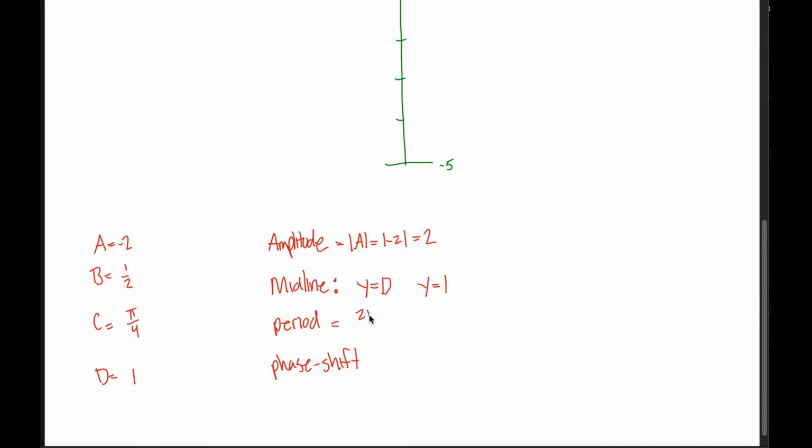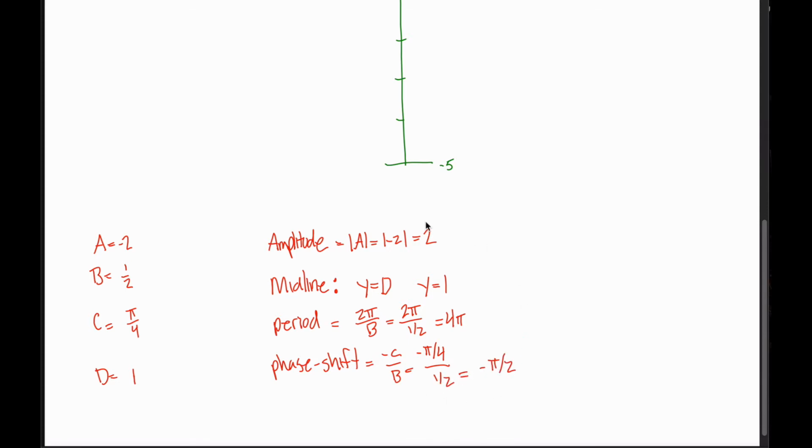Period is always 2 pi over the absolute value of b, although b will always be positive in our class, so you can just write 2 pi over b. b is 1/2, so it's 2 pi divided by 1/2, which is equal to 4 pi. And the phase shift is -c divided by b. c is pi over 4, so I have negative pi over 4 divided by b, which is equal to 1/2. If you divide these two fractions, you get negative pi over 2.